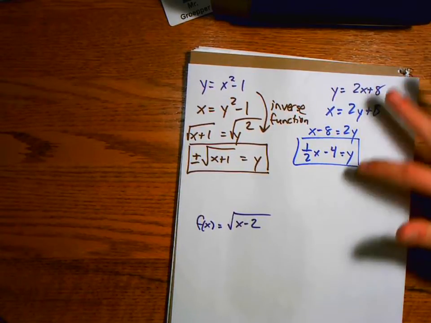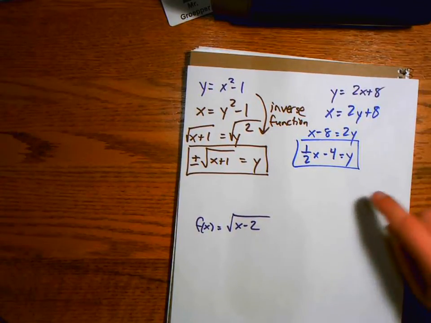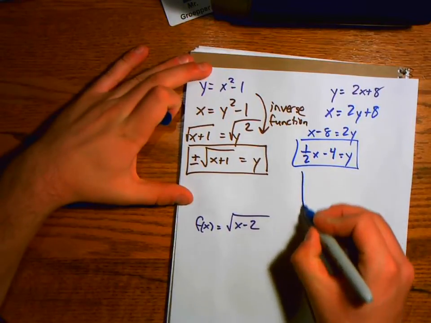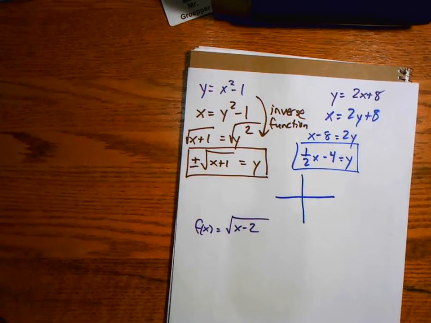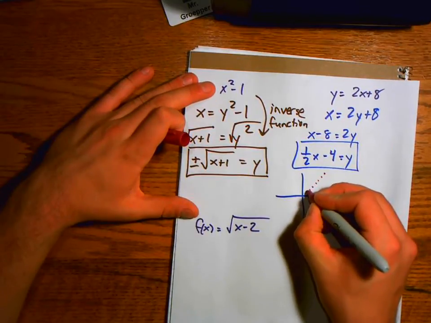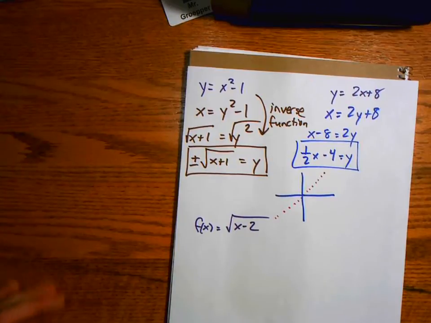If you want to plug each of these into a graphing calculator as y equals 2x plus 8 and y equals 1/2 x minus 4, what you'll actually see is that they are reflections of each other along the y equals x line, or line of reflection. So this dotted line is the line of reflection between each of the functions.